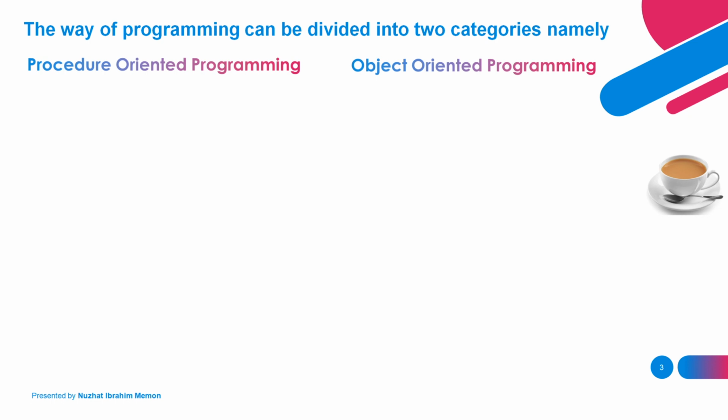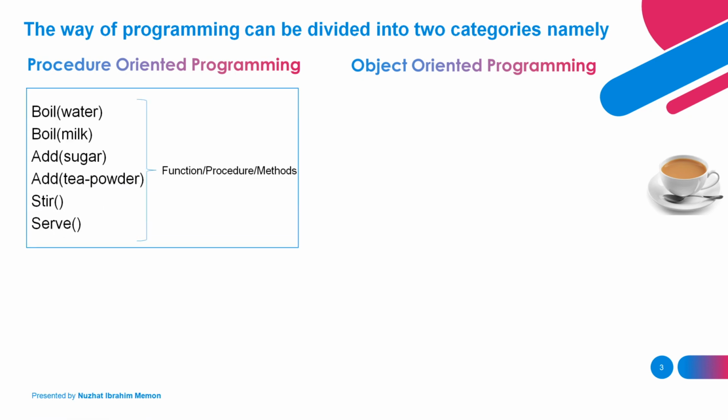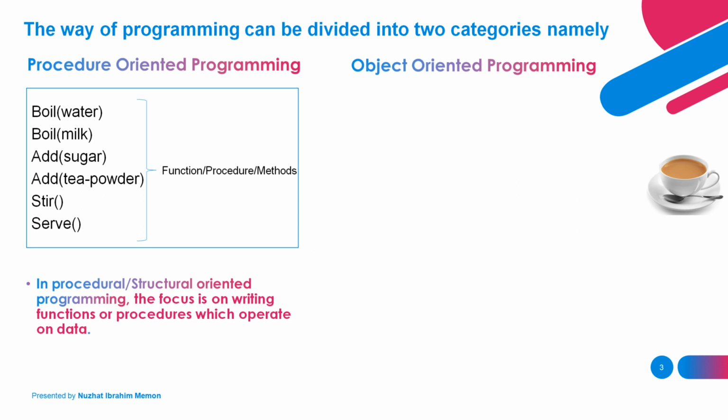Interesting, isn't it? First, we will see how to make tea using procedure-oriented programming language. Here, first I will explain what procedure-oriented programming is. Then definitely we will make tea. A program in a procedure-oriented language is focused on functions or procedures which operate on data. Now, what is a function and procedure here? In simple language, I can say a procedure or function is a list of instructions that tell the computer what to do step by step. Here, in procedure-oriented programming, the whole program is divided into a set of functions or procedures.